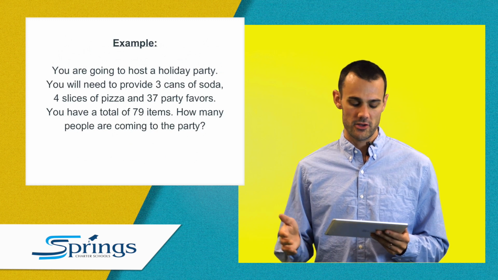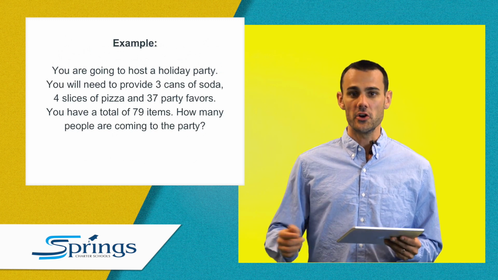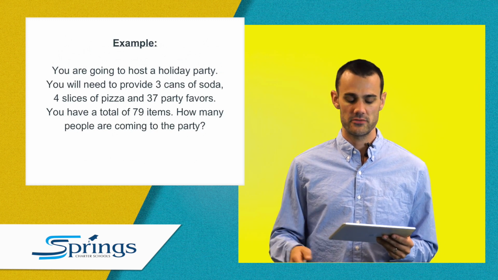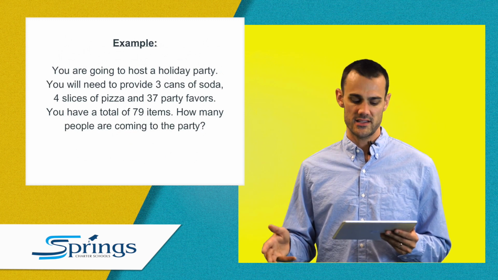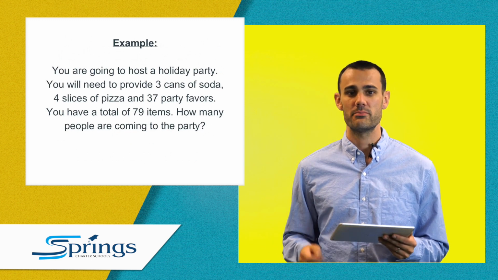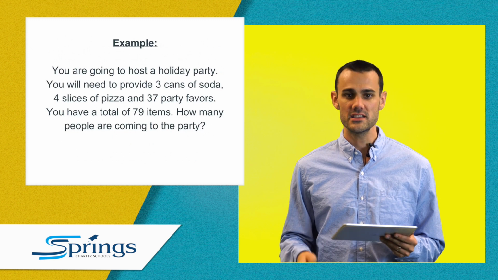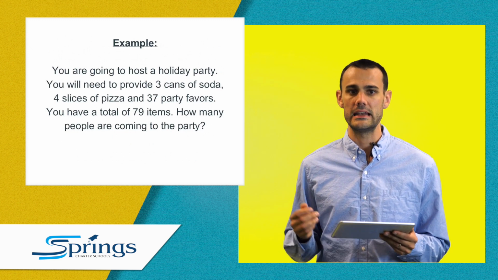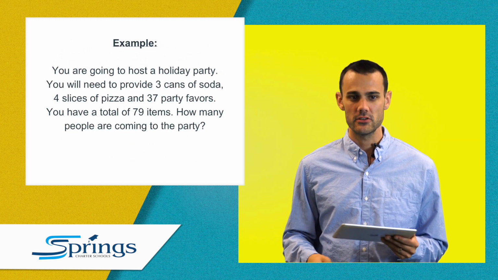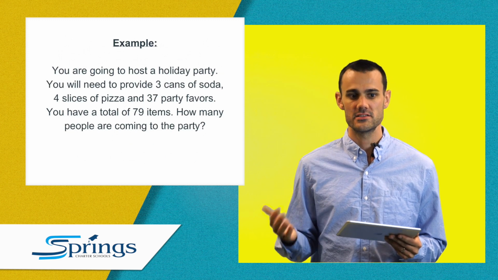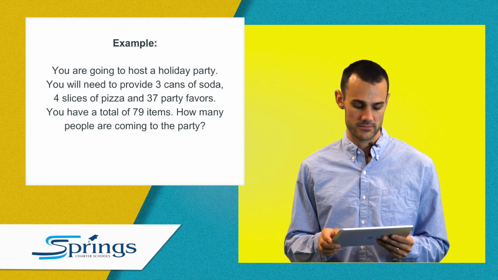Here's a real-world example you could use in real life. You're going to host a holiday party. You will need to provide 3 cans of soda, 4 slices of pizza, and you have 37 party favors to give out. So altogether, you have a total of 79 items. How many people are coming to your party? This is a great tool to help you plan for the upcoming holidays.